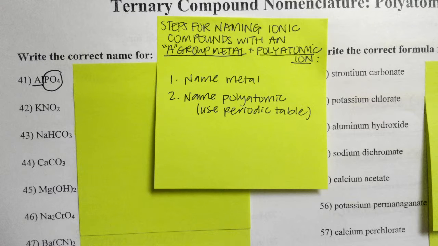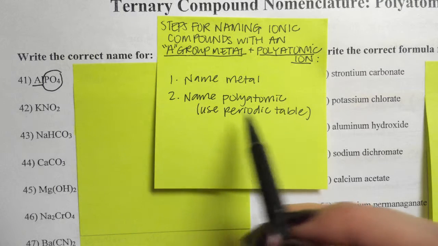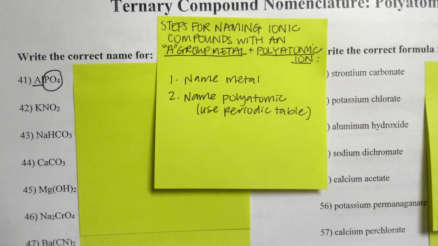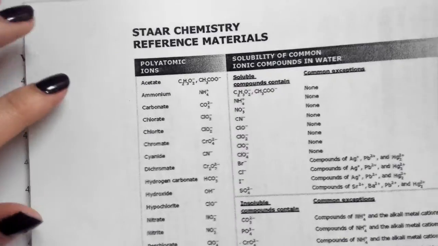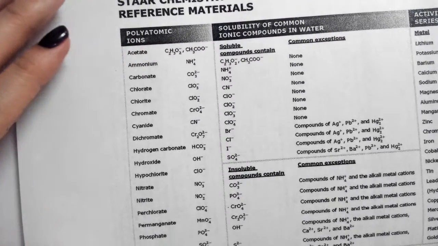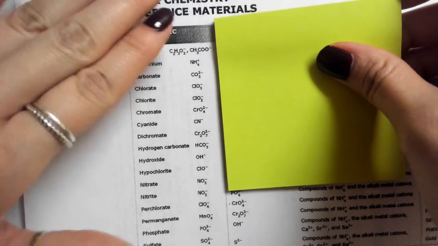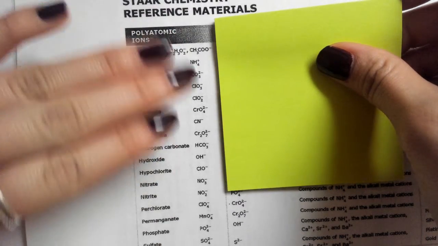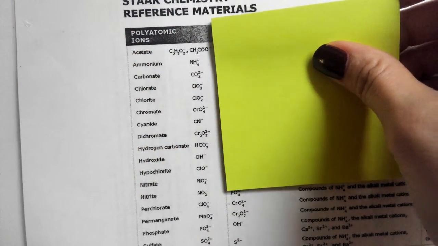So going through the steps now, they're very simple. There's only 2 steps. The first step is you name the metal. And then step 2, you name the polyatomic ion using your formula chart, not necessarily the periodic table. That's my bad. If you look at your formula chart, you should have something that looks like this. There's a whole section that says polyatomic ions, and we're only looking at this section right here. We're not looking at the rest of this chart.